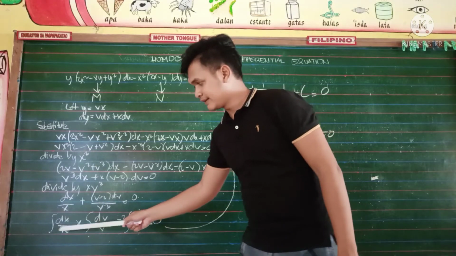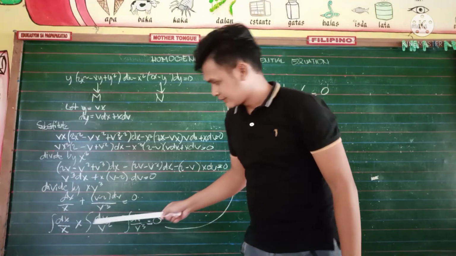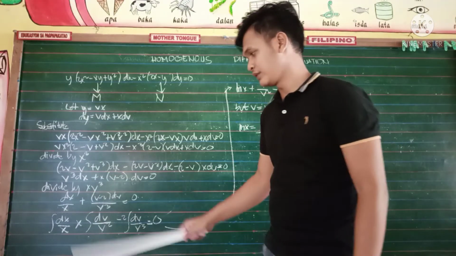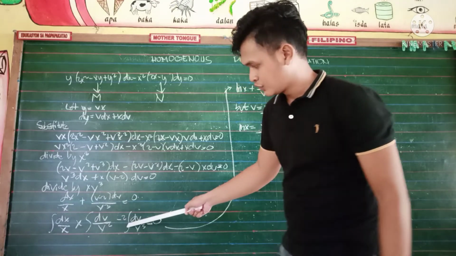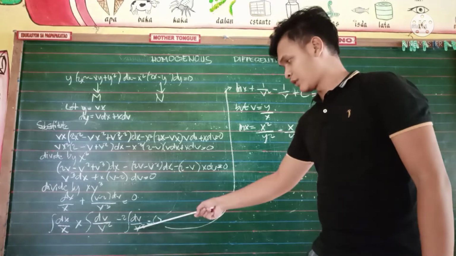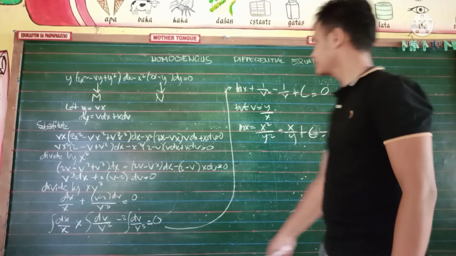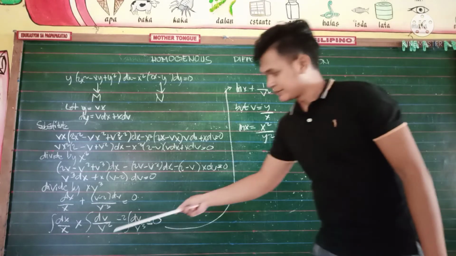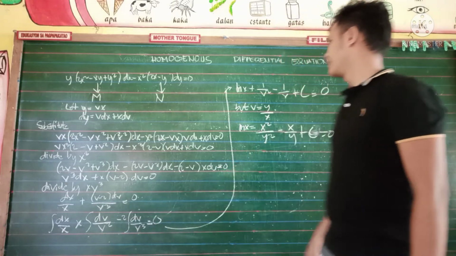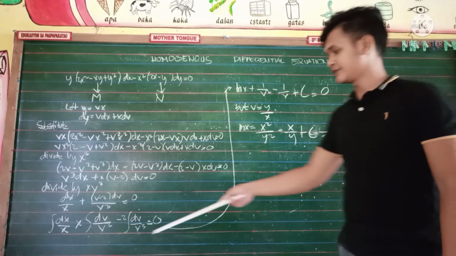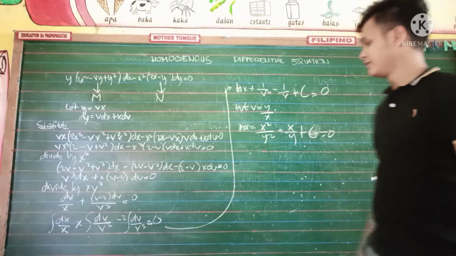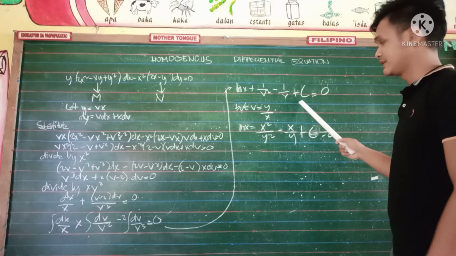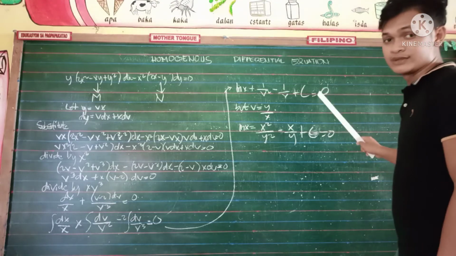So the integral of dx over x plus the integral of (v minus 2) dv over v cubed; you need to separate this, but it's also the same: dv over v squared minus 2, the constant, times the integral of dv over v cubed, equal to 0. So the integral of dx over x is ln of x, plus the integral of dv over v squared is negative 1 over v, and the integral of negative 2 dv over v cubed is 1 over v squared, plus the integration constant is equal to 0.